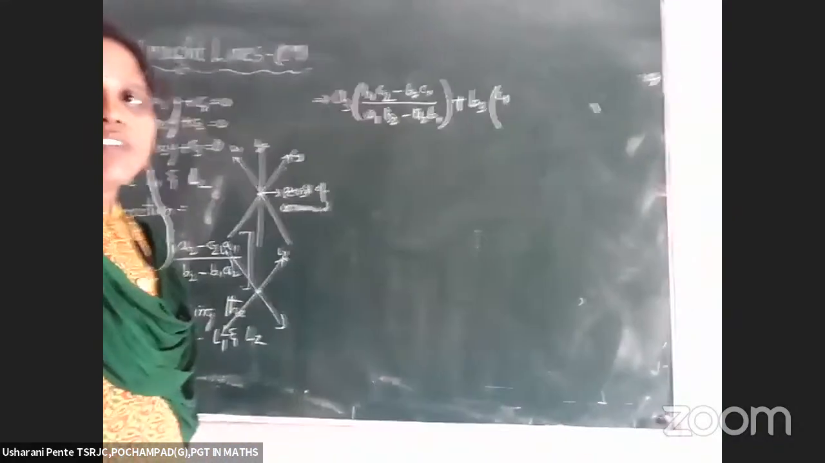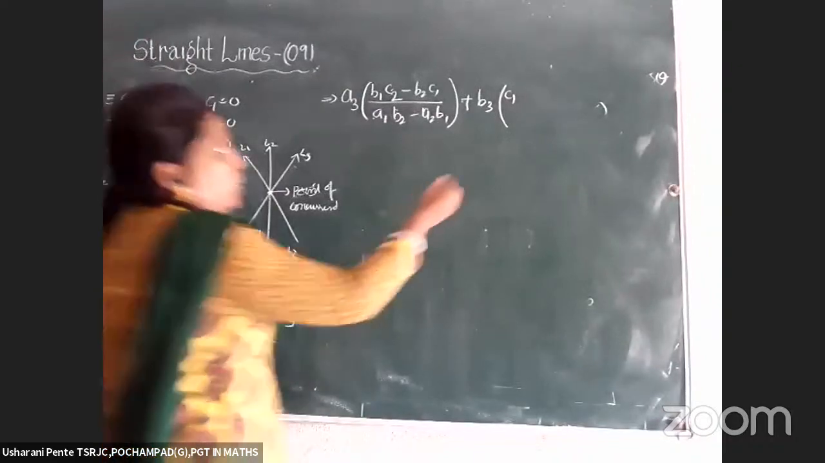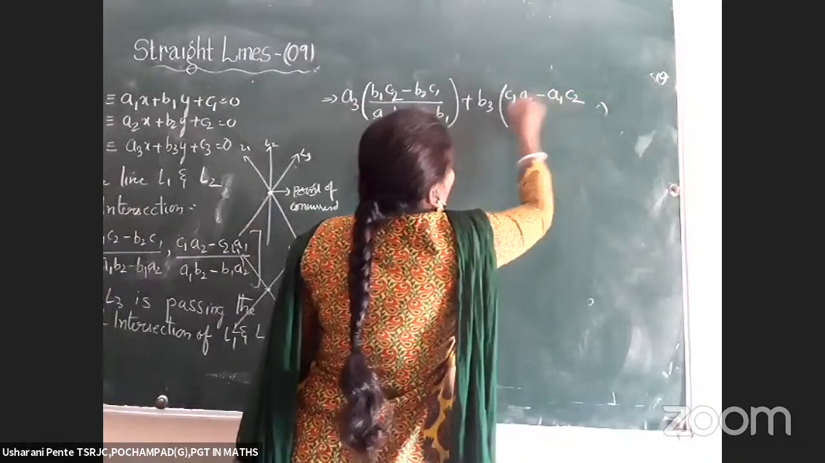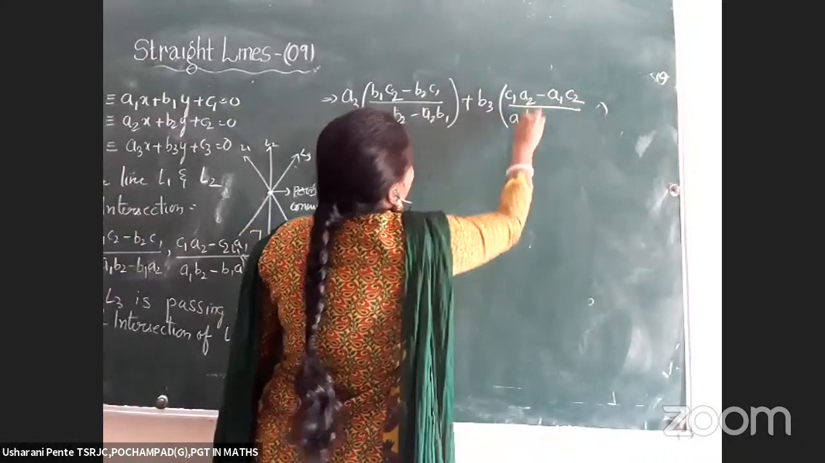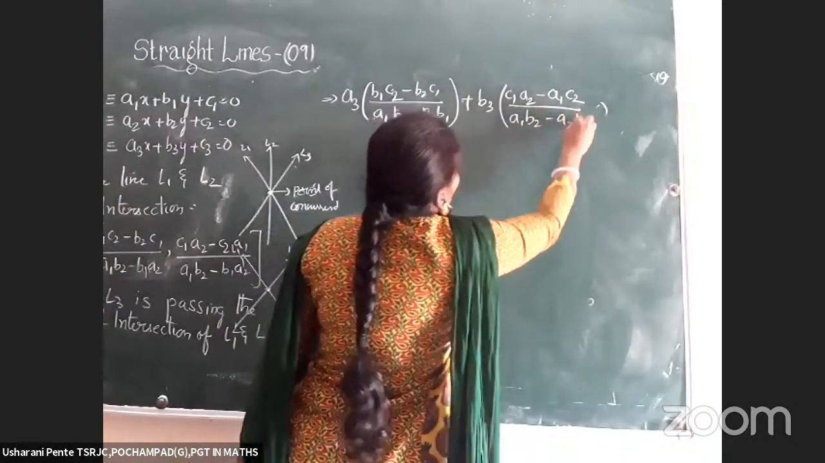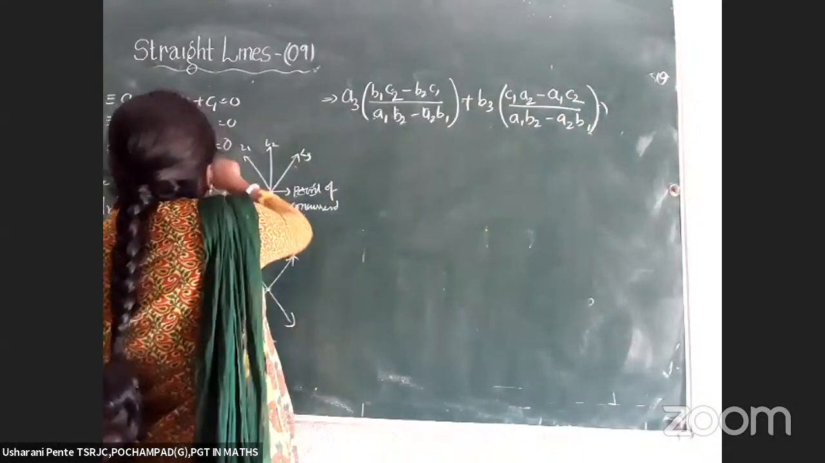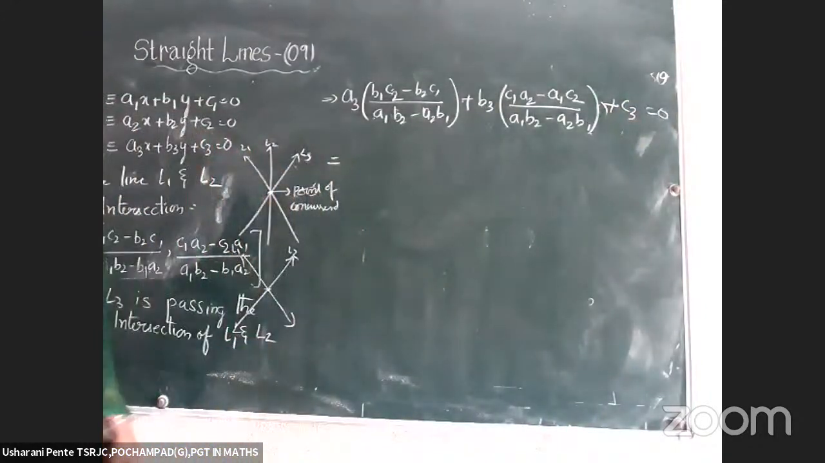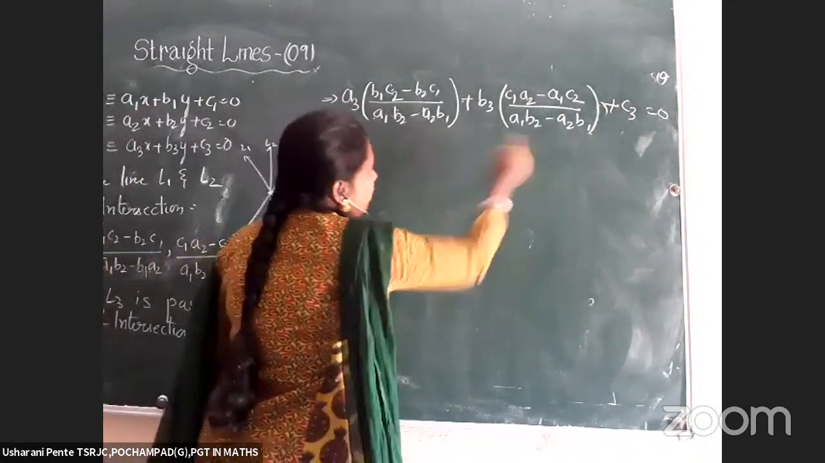Y is C1 (A2 minus A1 C2) by (A1 B2 minus A2 B1), plus what we have? Plus C3 is equal to 0. So this is equal to how much? Here we have the denominator same.